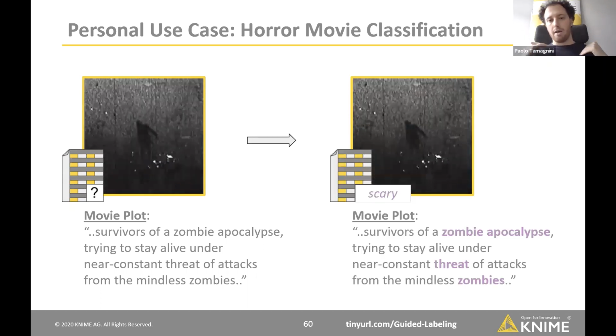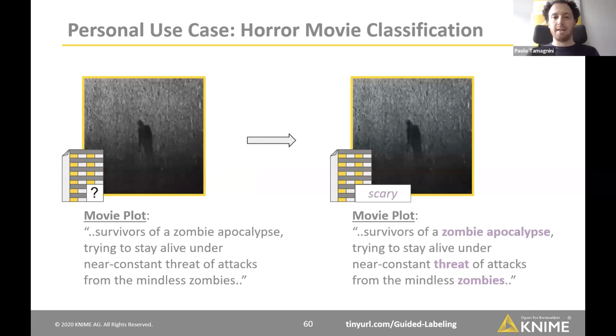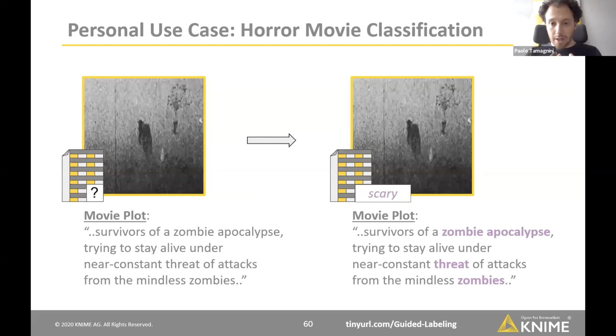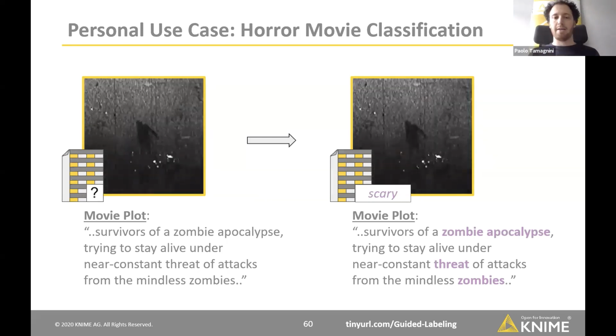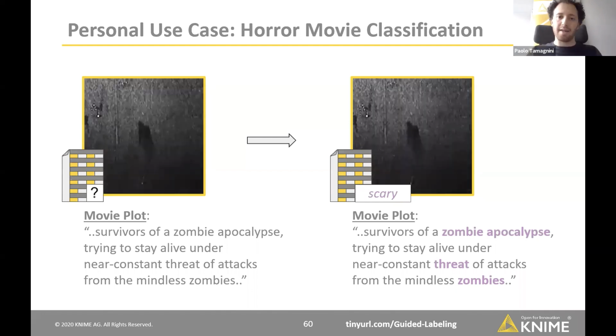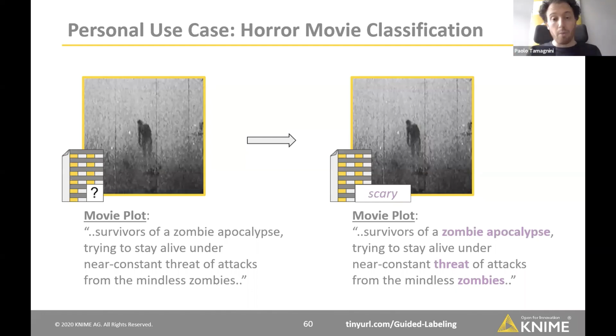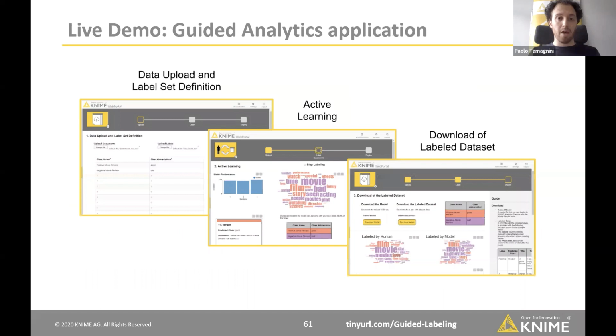So I want my model trained on this data and on my own labels to instead provide the classification scary. So as you can see, I just made it up, but that's what the application can let me do. So let's see actually how it works.